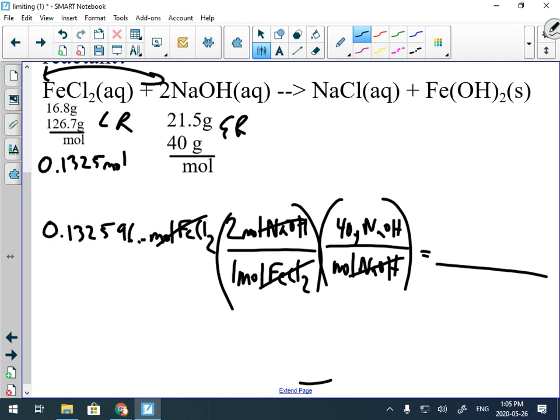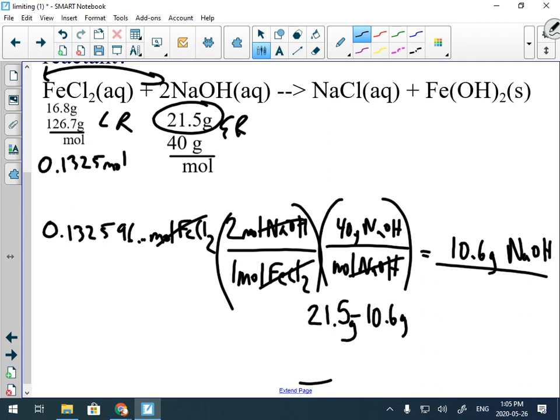0.132596 times 2 times 40. And I wind up with 10.6 grams sodium hydroxide. Okay? This is the total amount of sodium hydroxide used. So my last step is to subtract the 21.5 subtract 10.6. And I get 10.9, roughly. So let me try that again. I think I pressed the wrong button. No, it's 10.9. That is the amount that's left over.